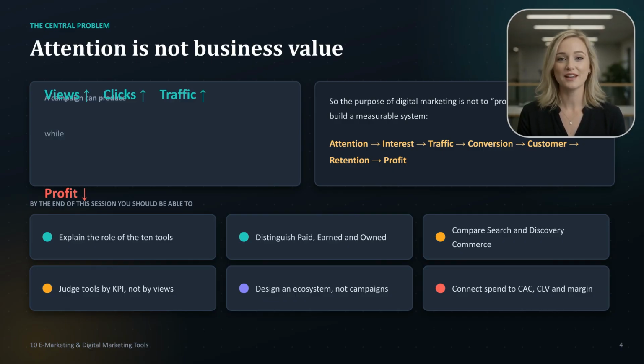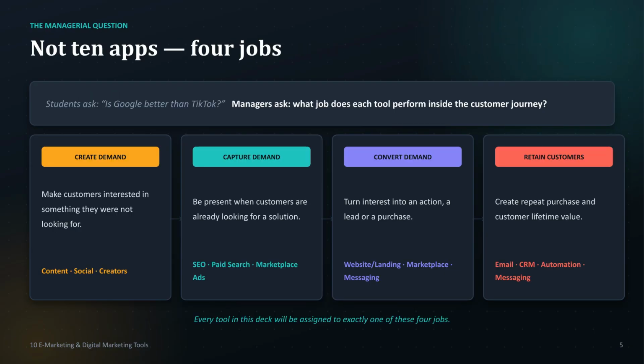Today, we will look at how to judge tools by their KPIs and connect your marketing spend to real business margins. We don't just use 10 apps. We fill 4 roles: creating demand, capturing demand, converting that demand into sales, and retaining those customers. Every tool in this video will be assigned to exactly one of these jobs.